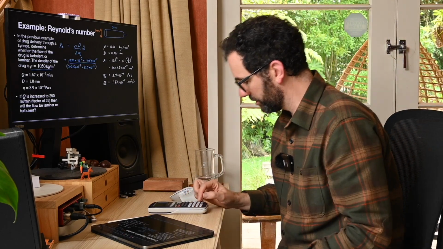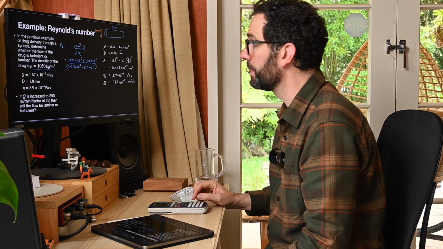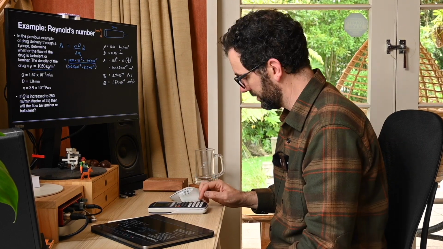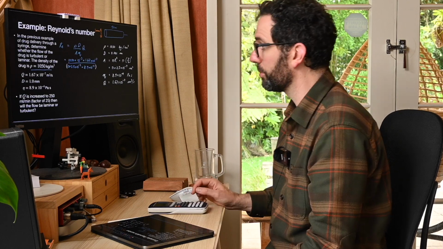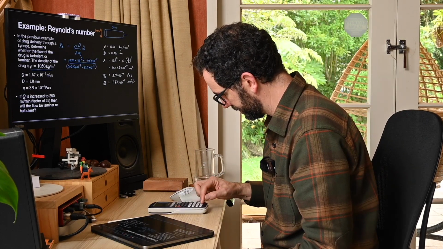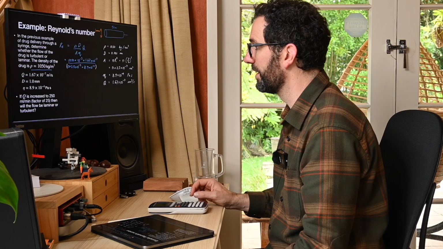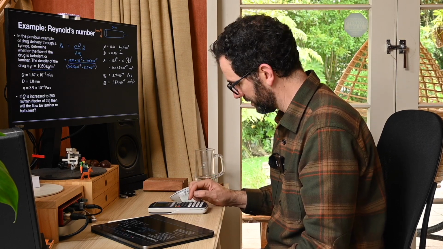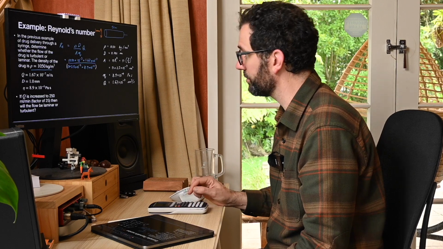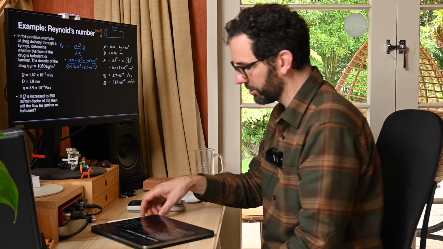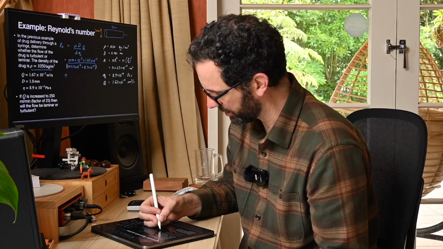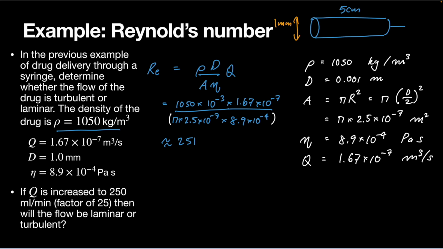Okay, so let's type this all in. I'm going to go 1050 EXP negative 3 times 1.67 EXP negative 7 divided by, open a bracket, pi times 2.5 EXP negative 7 times 8.9 times 10 to the negative 4, close my bracket, I've finished dividing now, and that tells me the Reynolds number is approximately 251, which is nice. So that's cool. What's going to happen to our flow? Well, our flow will be laminar because it's less than 2000.